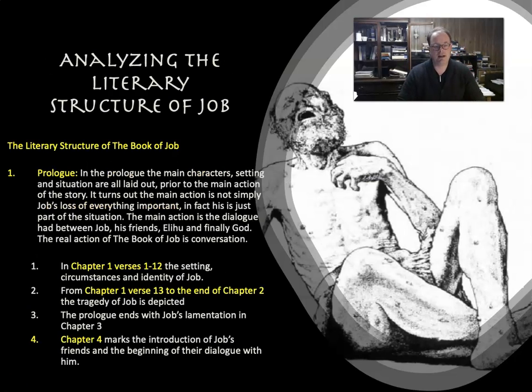Very clear. This prologue goes from chapter 1, verses 1 to 12, where we get the circumstances and identity of Job. And then at chapter 1:13, through the end of chapter 2, we get the tragedy of Job depicted. Now, here's my argument: given the brevity with which this tragedy of Job is described, we discover that it's really not the central focal point of the whole story, right? And then at chapter 4, we get the introduction of the friends and the beginning of the dialogue.